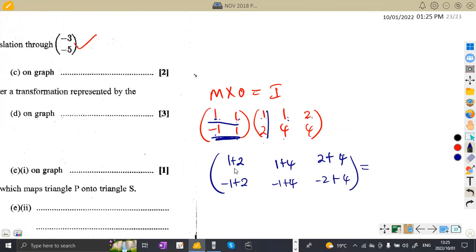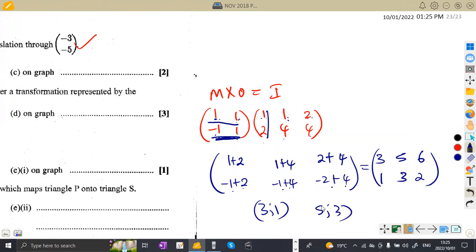So you can add, that's 3, 5, 6. 2 minus 1, that's 1. 4 minus 1, that's 3. 4 minus 2, that's 2. So these are the coordinates that you're going to mark: 3, 1, 5, 3, and 6, 2.